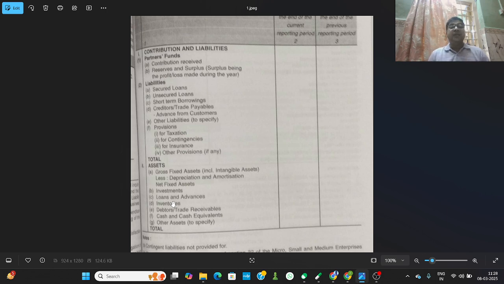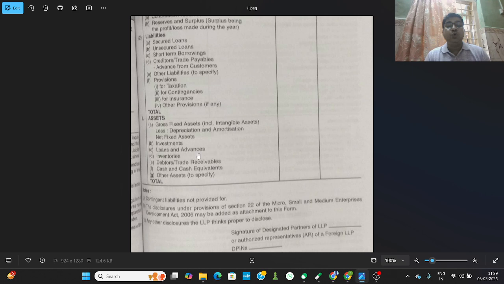Some inventory part is there, inventory. It may be closing inventory we have to write. Debtors we have to mention, trade receivable means a bill receivable, cash and cash balances, cash in hand, cash at bank. Also we have to write.